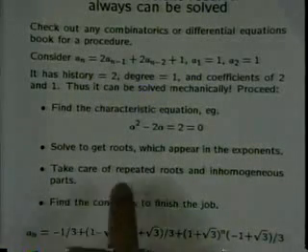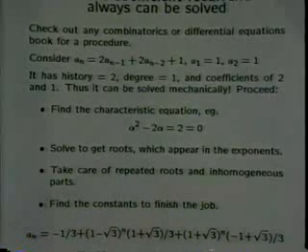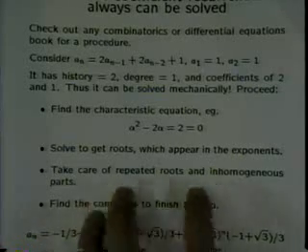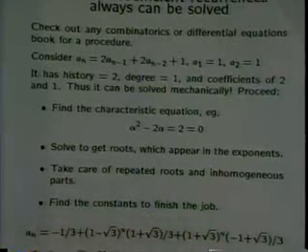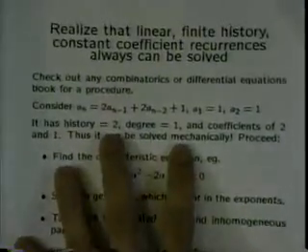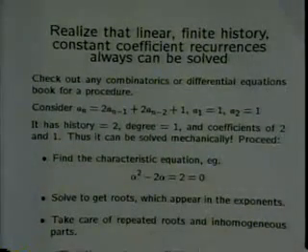Or something like that. Okay, you extracted an equation. You then solved this equation to get roots, which were going to appear in the exponents of what you were doing. And then you took care of repeated roots and inhomogeneous parts, okay? And then found the constants to finish the job, okay? I don't remember that procedure, okay? I don't have to remember that procedure. I know that the procedure is there, and I know what kind of functions it will work for, okay? It will work for linear, finite history, constant coefficient recurrence relations. Whenever I see one of those, I know it's solved, okay?